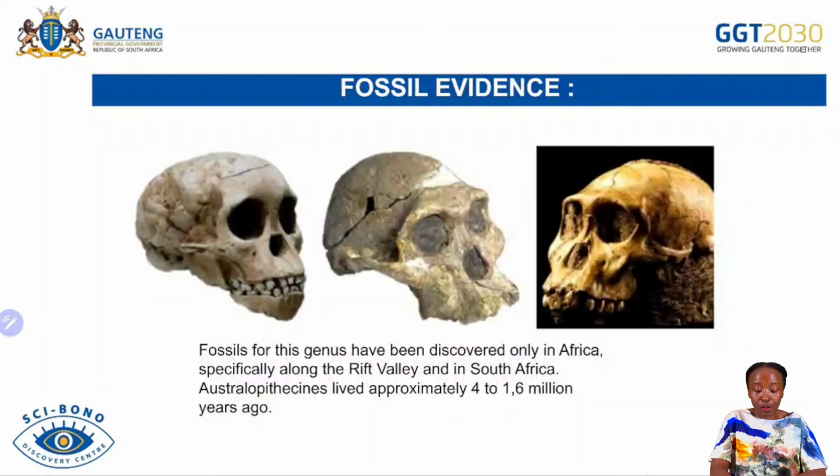These are the fossils of the Daung child, Garabo, and Mrs. Bless, as they were discovered in South Africa and along the Rift Valley and in South Africa. And remember, when we talk of the Australopithecus genera, we're talking about the genera that lived 4 to 1.6 million years ago.